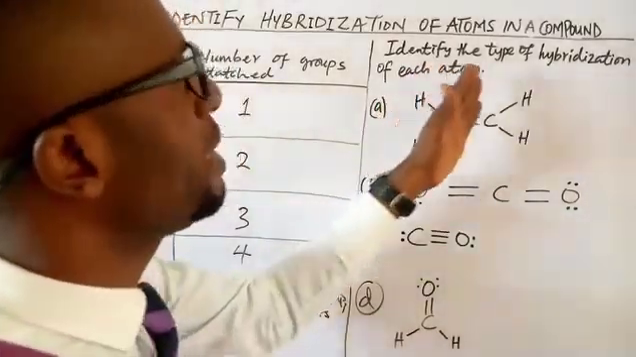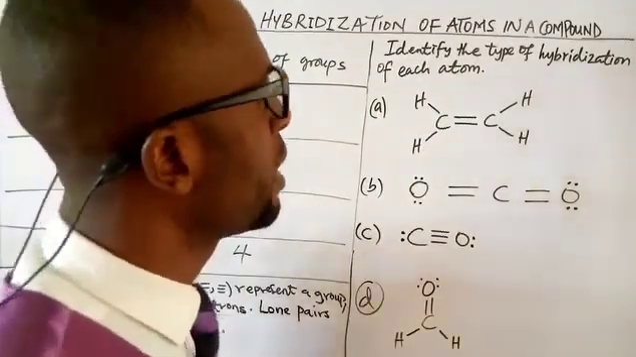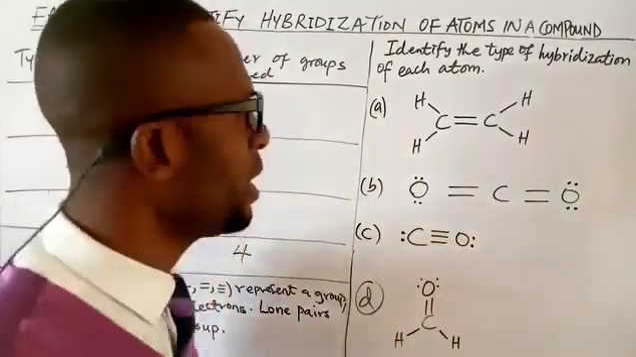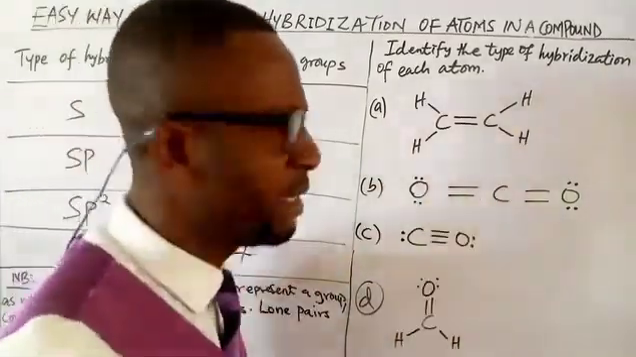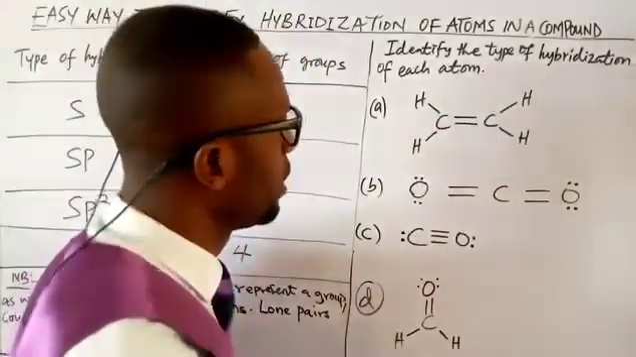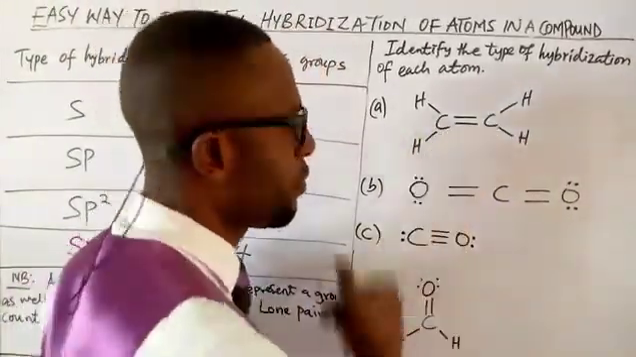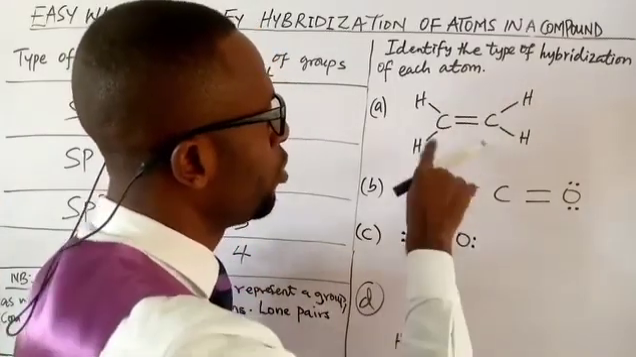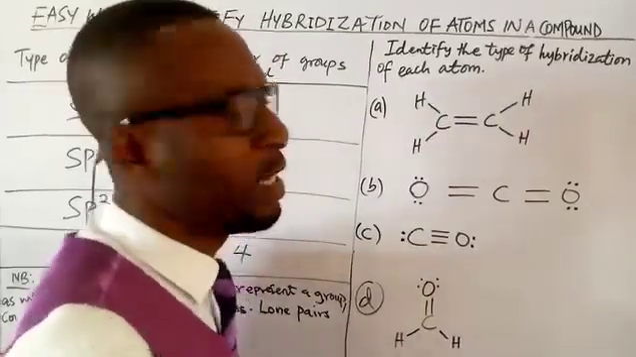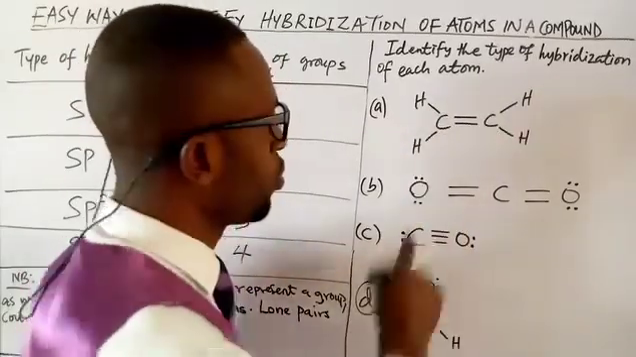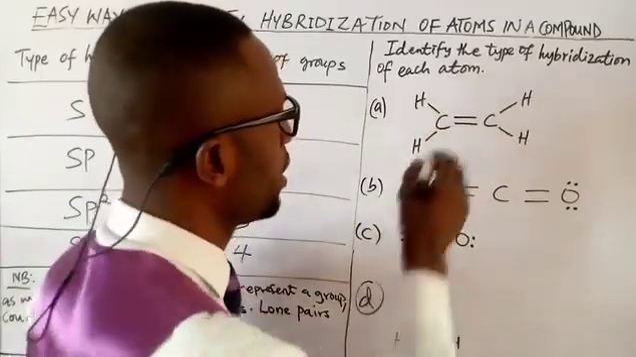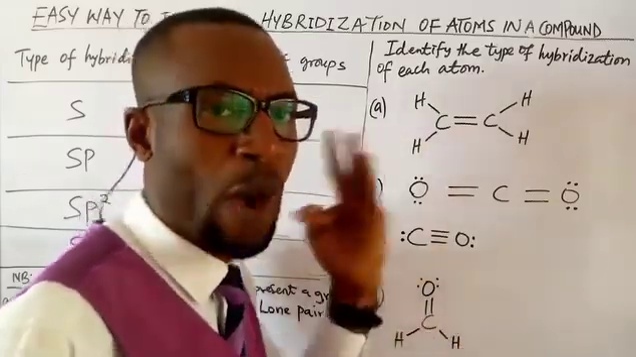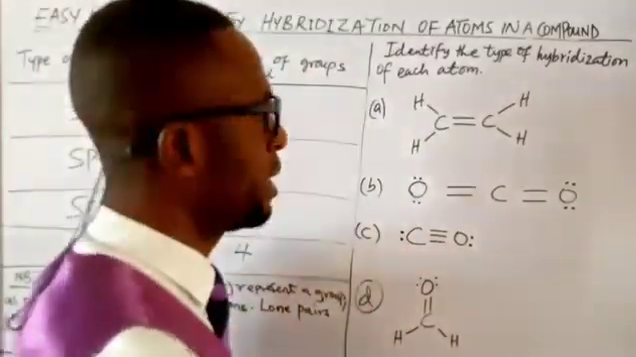So here we are told to identify the type of hybridization of each atom. Here in the molecule of ethene, you have carbon. We need to know the hybridization state of carbon. Okay? And how do you do that? You count the number of groups attached to that particular atom of interest, in which case we are talking of carbon. So we want to know the hybridization of carbon here. You treat single bond, double bond, triple bond as one bond, as a group. Okay, they count as a group.